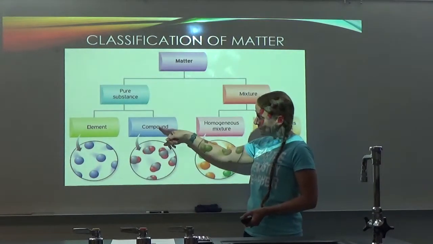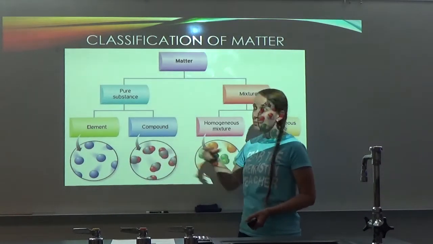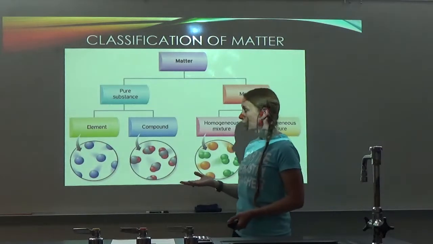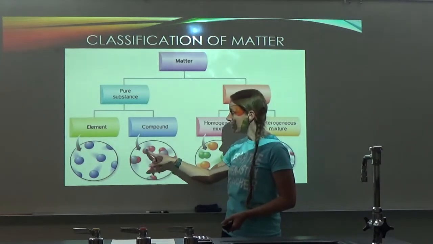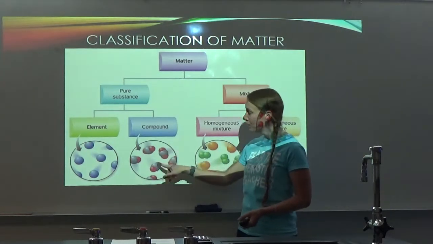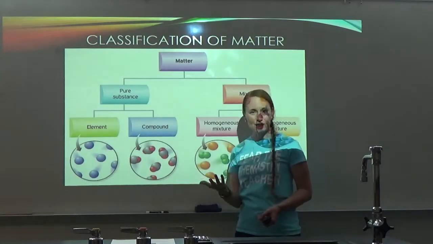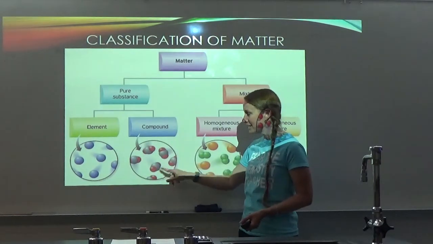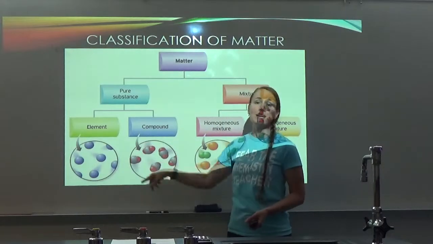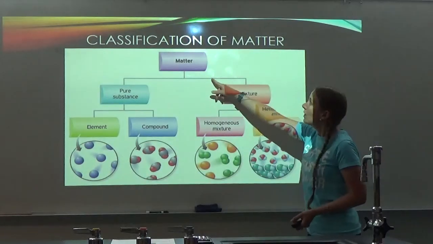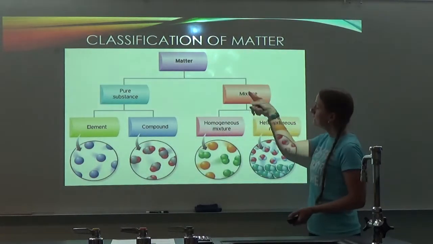Or it could be a compound. For example, this could be CO2, carbon dioxide, like we just talked about. So we have one carbon, two oxygens. But notice every particle is identical. Each of the molecules is identical. So that's what still makes it pure. On the other hand, if it's not a pure substance, it can be a mixture.